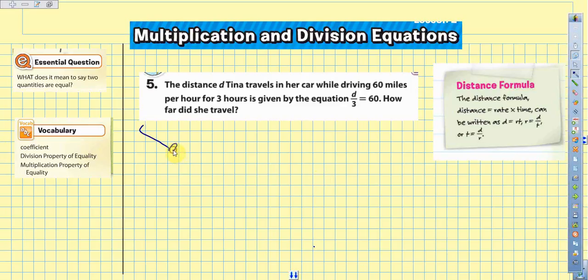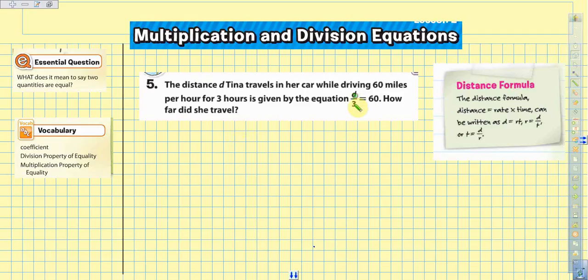Okay, word problem time. My pen's going crazy. Okay, so we go through. Let's read it. Example 5. The distance D Tina travels in her car while driving 60 miles per hour for 3 hours is given by the equation D over 3 is equal to 60. How far did she travel?